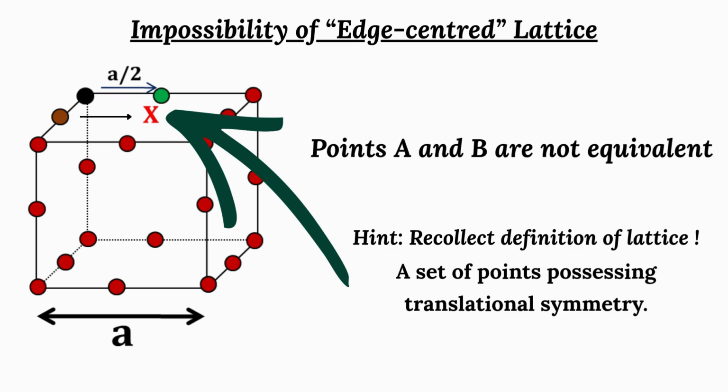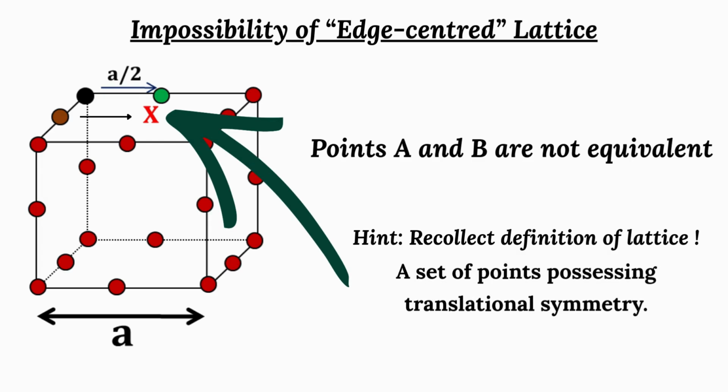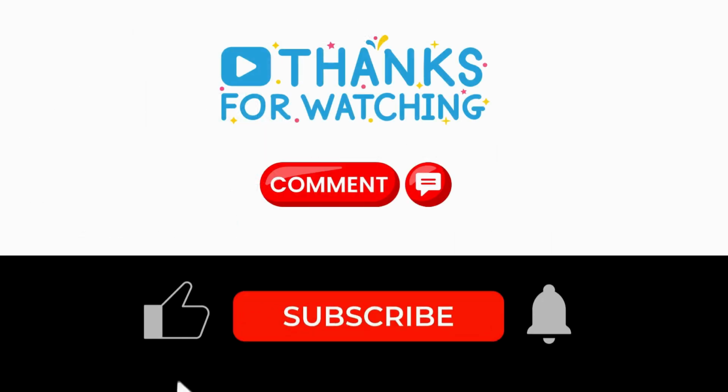So this is the basic understanding one must have, that the translation symmetry is a defining symmetry for the lattice. Since the translation symmetry is absent in edge-centered lattices, it does not qualify to be part of the crystal system.